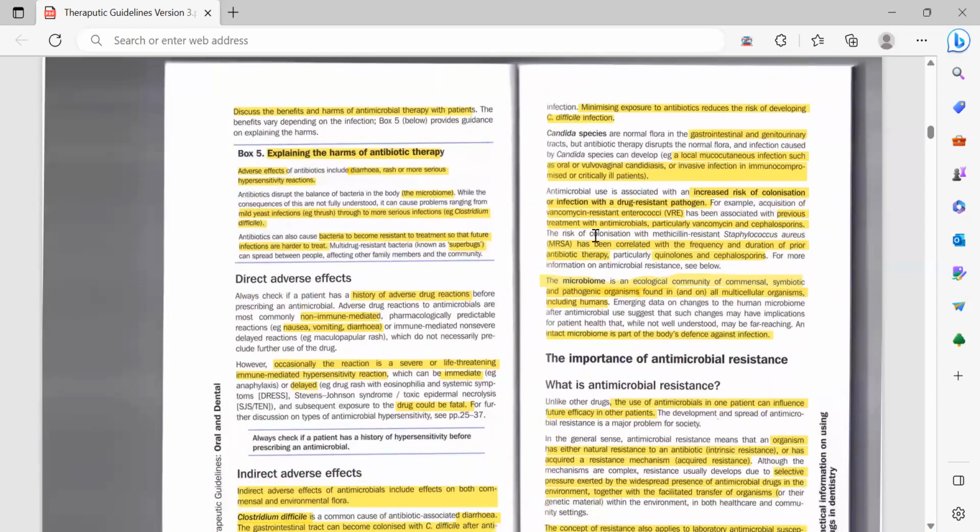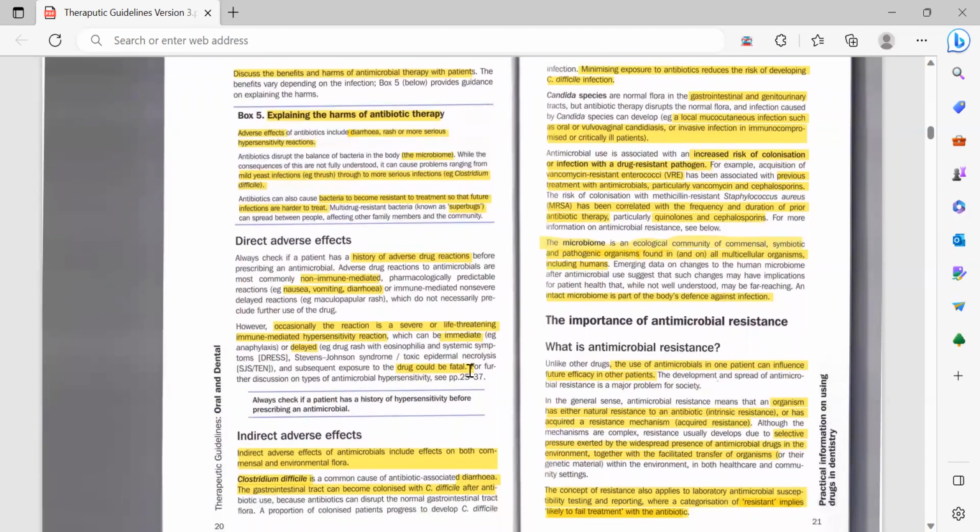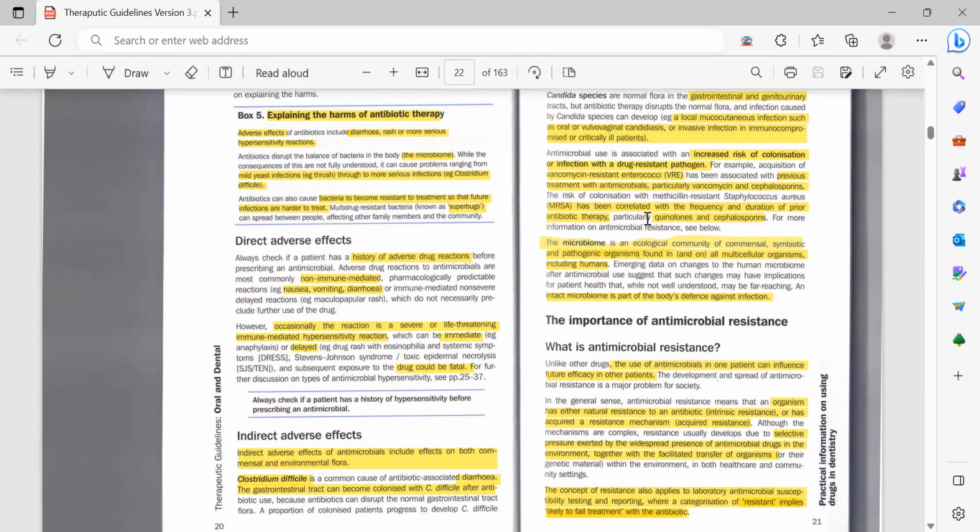The risk of colonization with MRSA has been correlated with the frequency and the duration of prior antibiotic therapy. Particularly, the risk is from the quinolones and cephalosporins. The microbiome is an ecological community of commensal, symbiotic and pathogenic organisms found in all multicellular organisms, including humans. So basically, when an antibiotic goes inside your body, it changes the environmental flora, and that can increase the risk of diarrhea, candidiasis, and resistance.